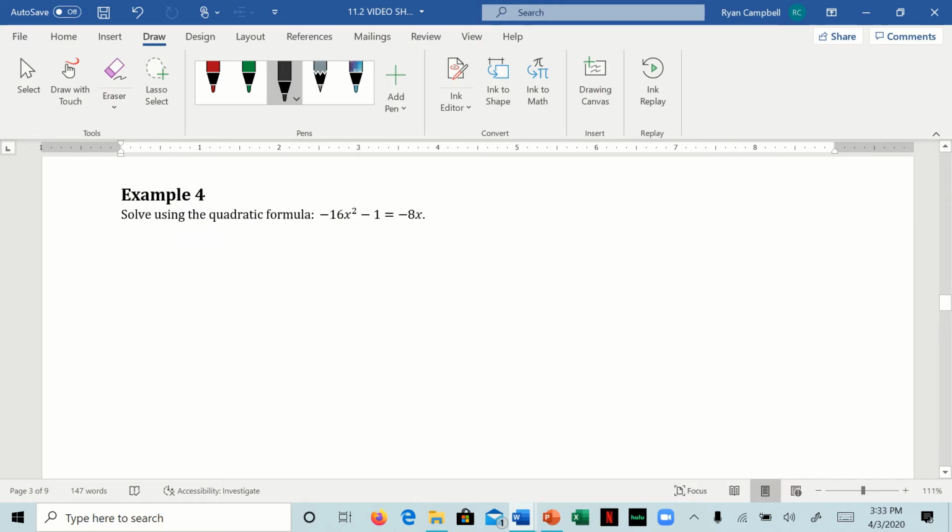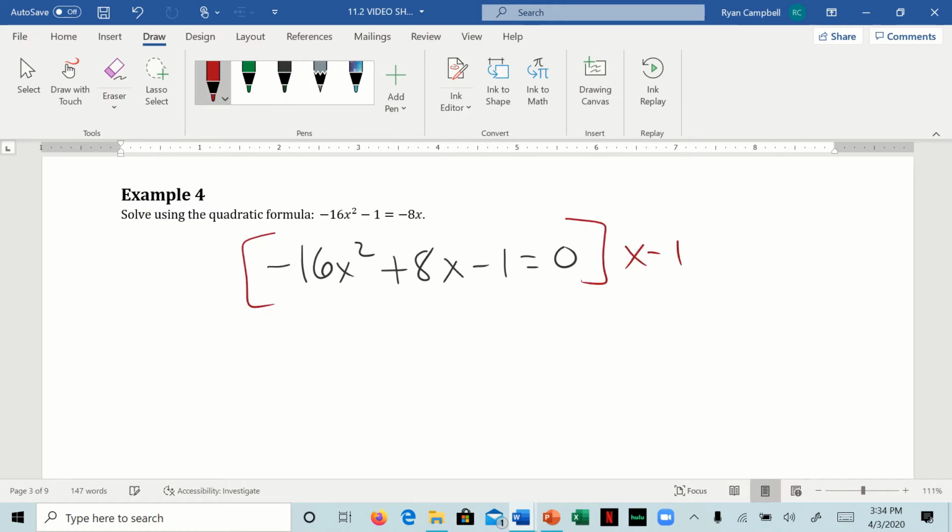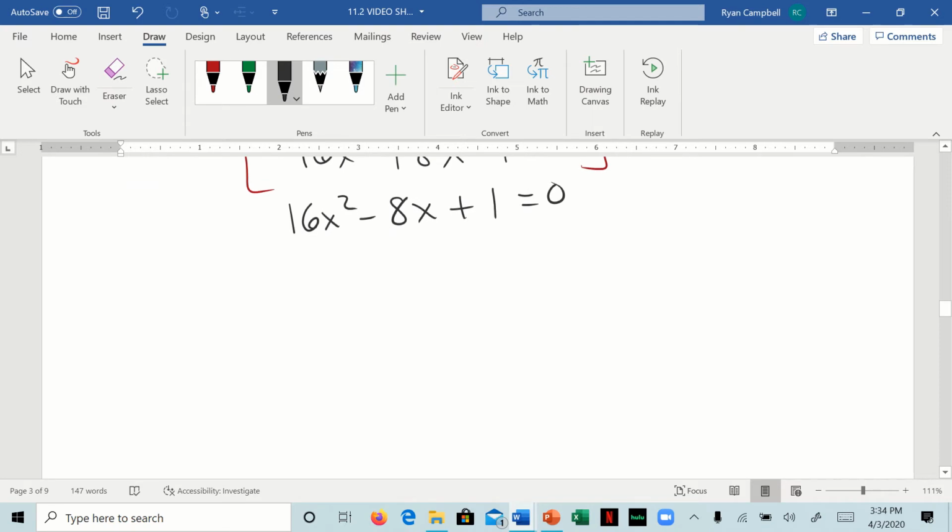Last one. All right, so step 1, get everything onto one side. So we get negative 16x squared plus 8x minus 1 equals 0. We can absolutely continue this way, but it might be better to make sure the front number is positive, right? So we can just multiply everything by negative 1, so just flip the signs of everything. Might just make things look a little easier and nicer. All right, so A is 16, B is negative 8, C is 1.